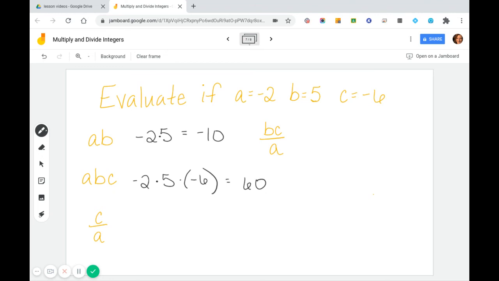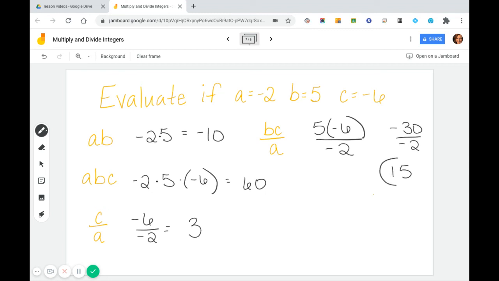Fraction bar means divide. So I'm going to put -6 on top, negative 2 on bottom. 6 divided by 2 is 3. My two negatives there will buddy up, cancel out, make a positive. So that's a positive 3. And the last one, BC, means 5 times negative 6. And then I'm going to divide that answer by negative 2. 5 times negative 6 is negative 30. Negative 30 divided by negative 2 is a positive 15.